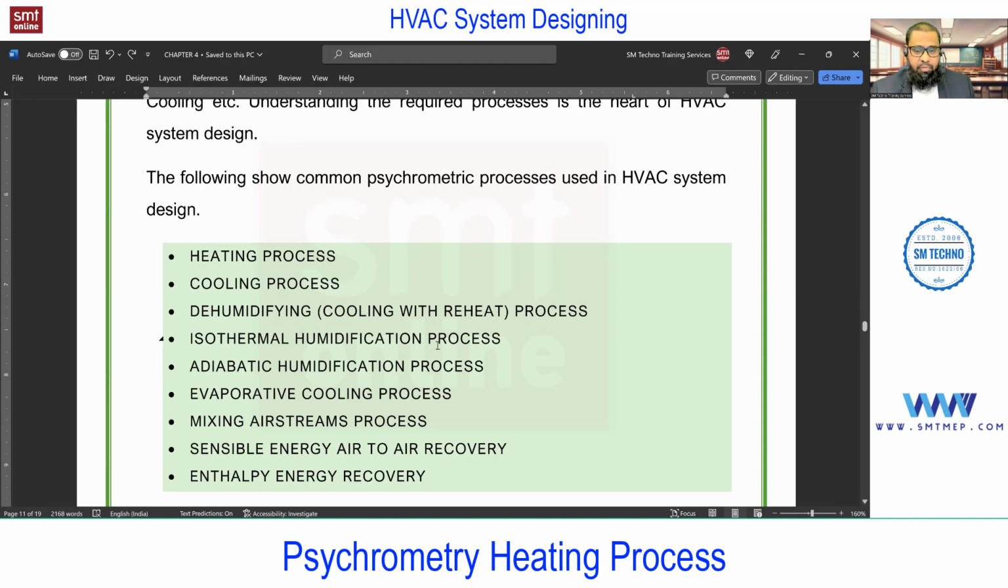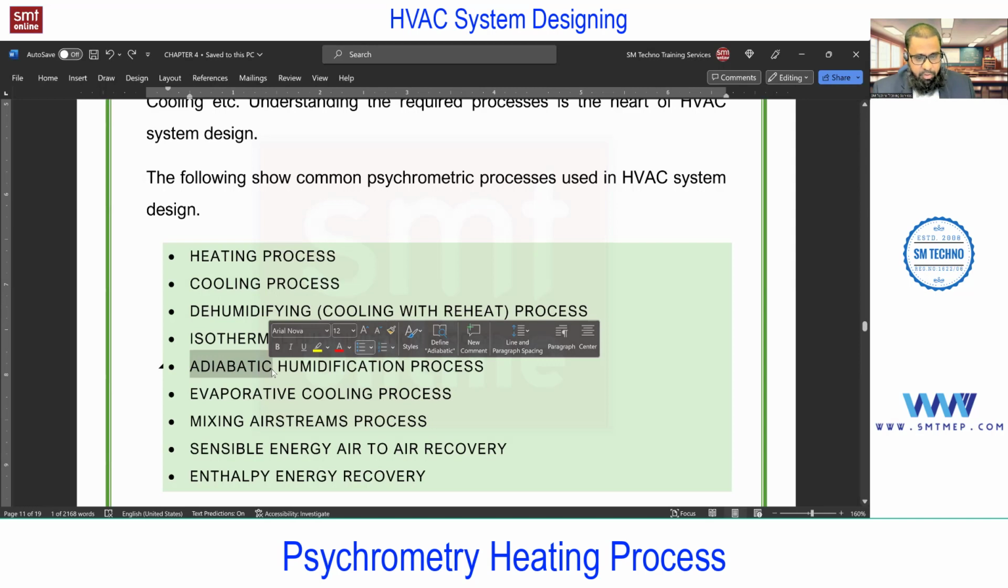Next, the isothermal humidification process. Isothermal means constant temperature, right? So it is a humidification process at constant temperature. Similarly, the adiabatic humidification process. Adiabatic refers to what? You see, isothermal is constant temperature. Similarly, adiabatic refers to a constant enthalpy process, meaning there is no change in the heat or internal energy. So this is constant temperature and this is constant enthalpy. Both are humidification processes, but in different ways.